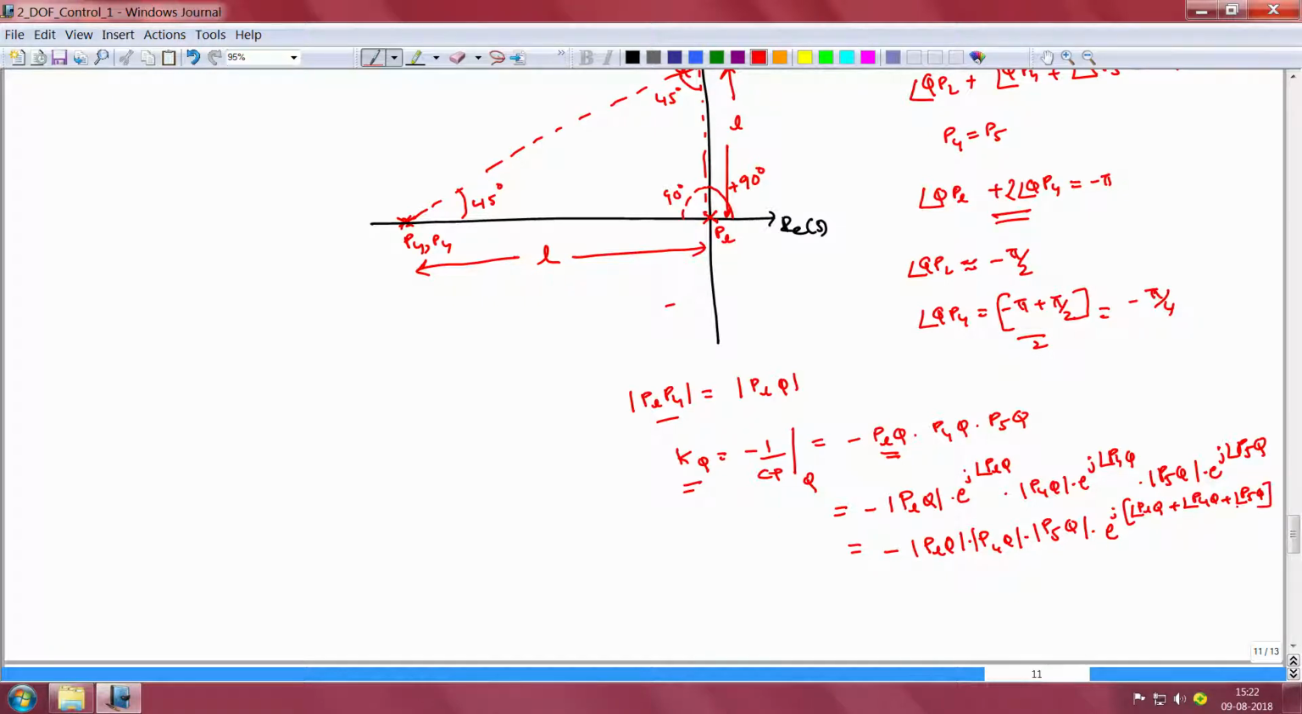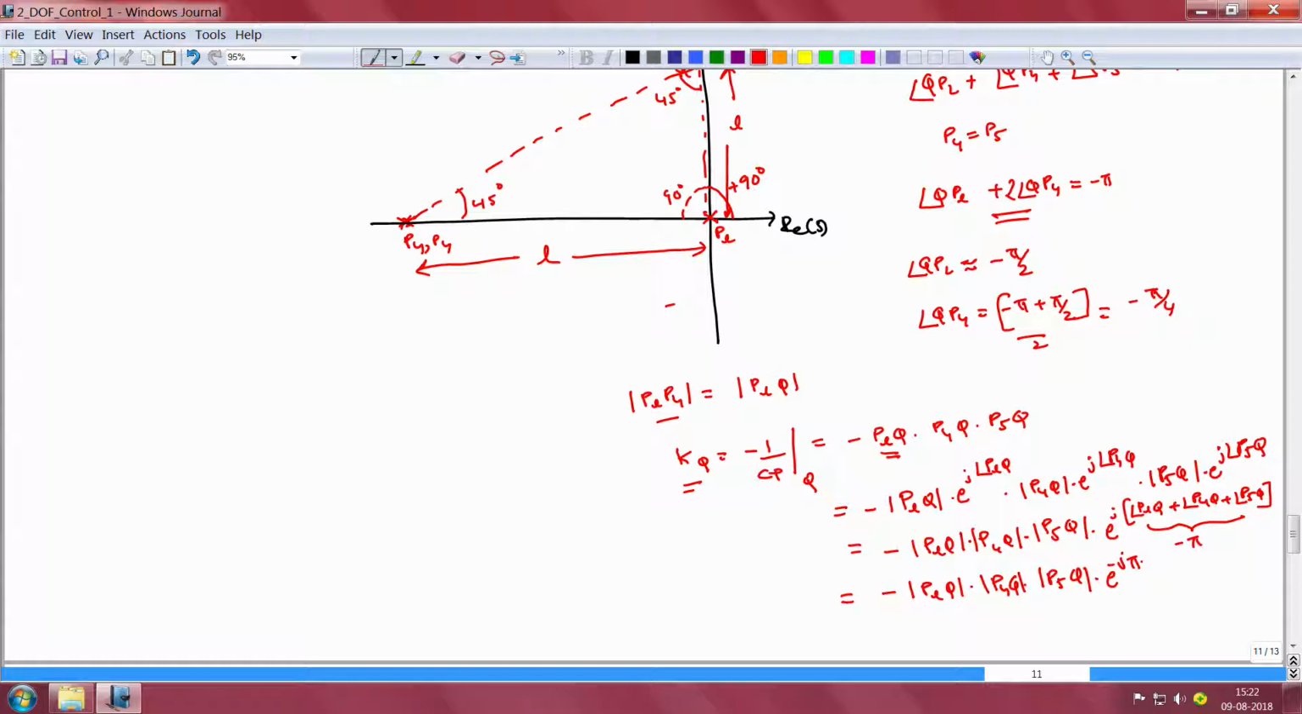So this is going to be the expression. But since the point Q is a point on the root locus, we note that the sum of the three angles PLQ, P4Q and P5Q should be equal to minus 180 degrees, or in other words minus pi radians. So if we substitute that, we would get this to be equal to minus magnitude of PLQ times magnitude of P4Q times magnitude of P5Q times e to the power minus j pi.